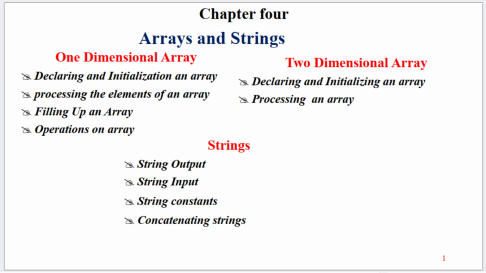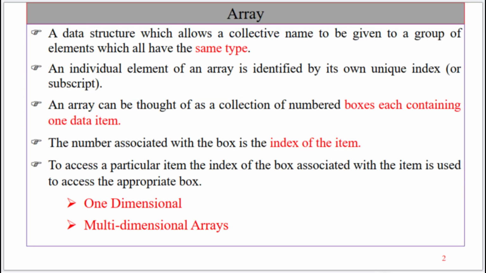Chapter 4: Arrays and Strings. One-dimensional array: declaring and initialization, array processing, the elements of an array, filling an array, array operations. Two-dimensional array: declaring and initializing, array processing. Strings: string output, string input, string constants, concatenating strings. 1. Array: a data structure, a collection of a group of elements that have the same type.